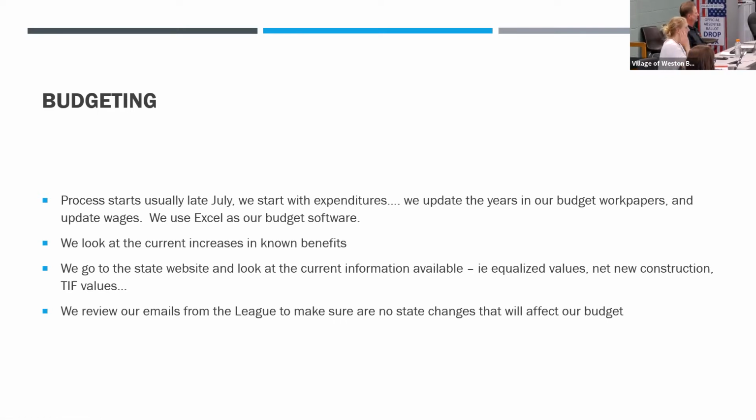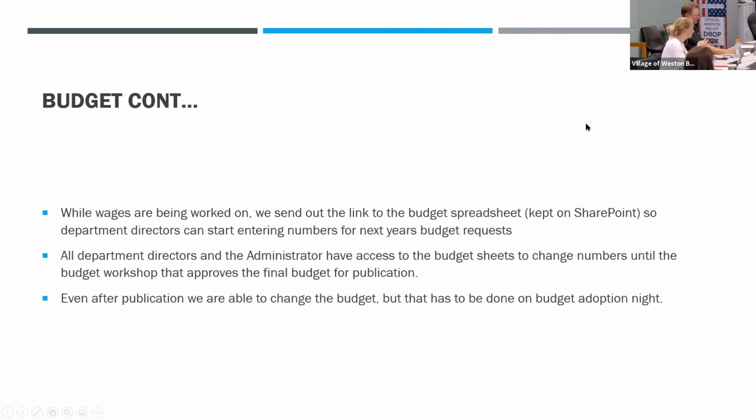While wages are being worked on, we send out the link to the budget work paper to all department directors. The department directors are able to go into their department and update current estimates and current requests for next year's budget. Other than that, we keep that budget document open until right before the meeting we have with finance, showing them the budget that is going to go for publication. After that time, no more changes to the budget can be made by staff.